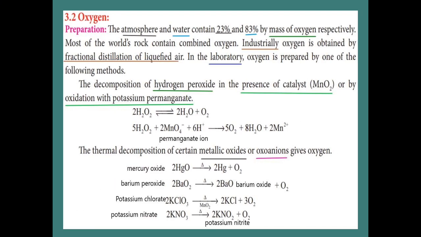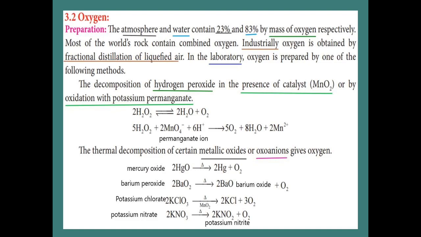Oxygen preparation. In the atmosphere, the mass of oxygen is 23%. In water, the oxygen percentage is 89%. In rocks, it contains most of the oxygen in combined form only. Industrial preparation: industrial means a large amount of oxygen is prepared from liquefied air. The liquefied air contains most of the gases in liquid form.